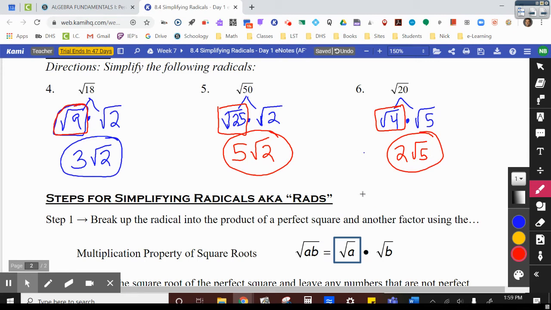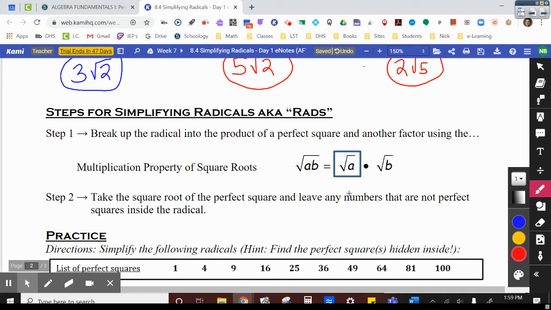All right, so again, these are the steps. This is what I just talked about and did the example problems as, right? So step 1, we want to break up the radical into the product of a perfect square and another factor using the multiplication property of square roots. So again, this is that the square root of a times b equals the square root of a times the square root of b, where this square root of a is my perfect square factor.